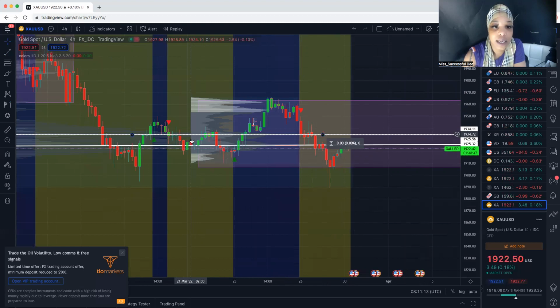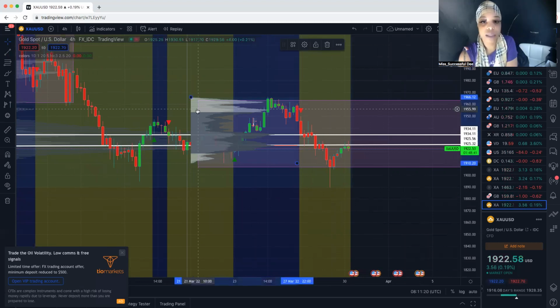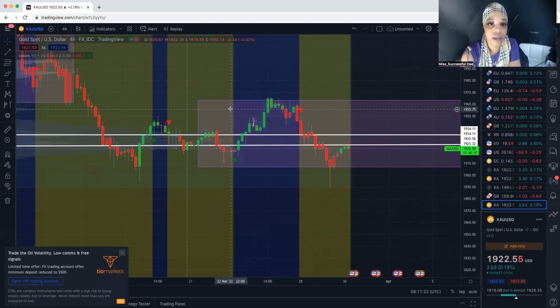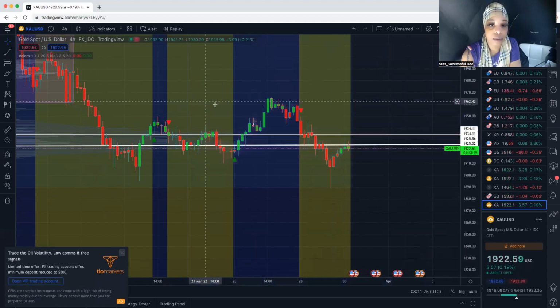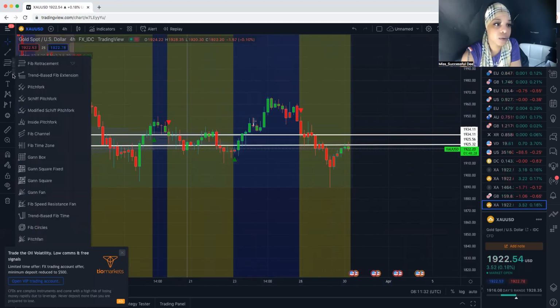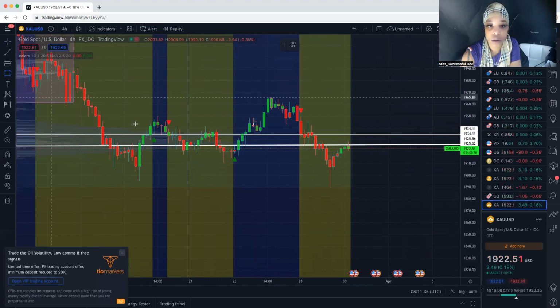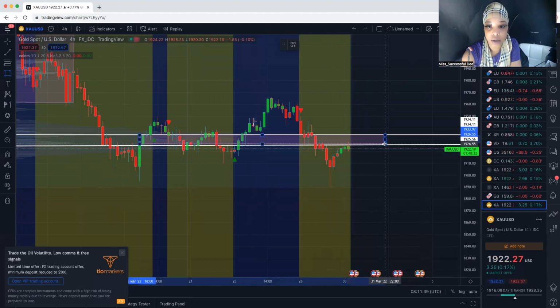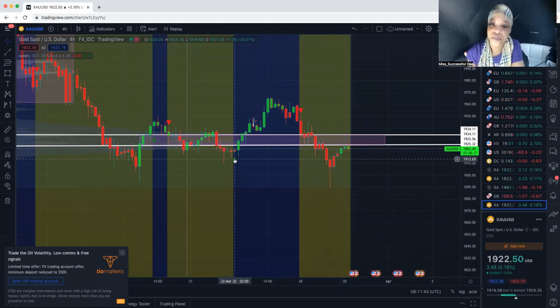So as you can see, guys, me personally, I would use this area here. And once you've marked it up, you can delete them. We'll get rid of this box. So as you can see, guys, this range here, for me, would be my no trade zone.